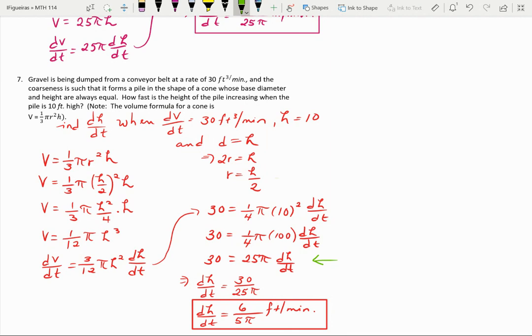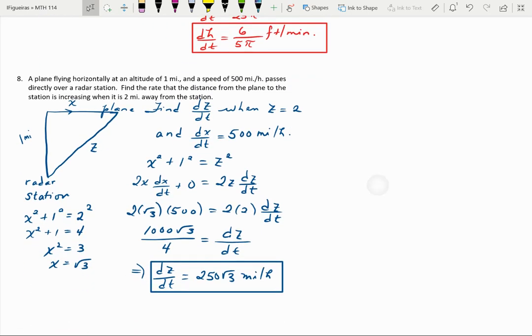Then we have to divide both sides by 25 pi in order to solve for dh/dt. So dh/dt is equal to 30 over 25 pi, but 30 and 25 have a common factor of 5. If you divide them both by 5, you get that dh/dt is equal to 6 over 5 pi feet per minute.